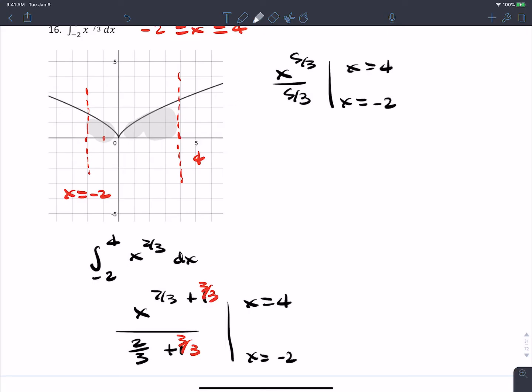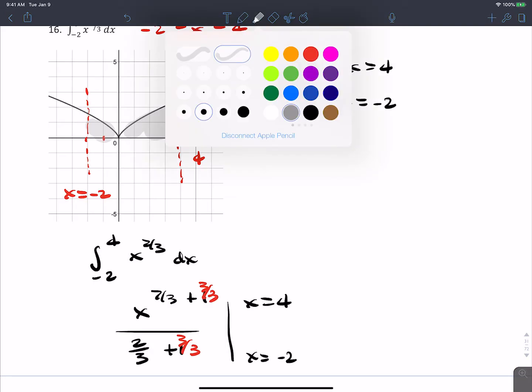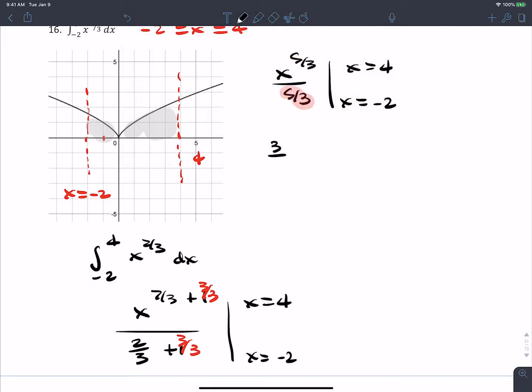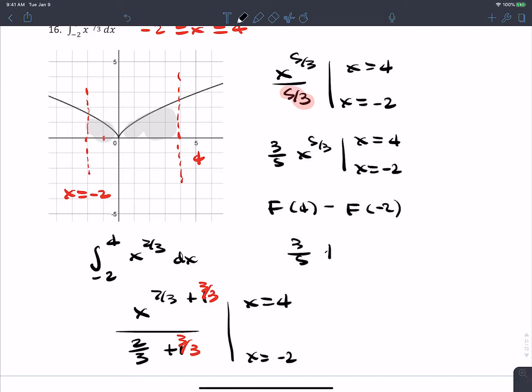Now remember this. You write this as a reciprocal, is that right? Remember this portion here, 5/3? This will be 3/5 x to the 5/3, x is negative 2 and x is 4. That's f of 4 minus f of negative 2. So we have 3/5, 4 to the 5/3, minus 3/5, negative 2 to the what? 5/3.